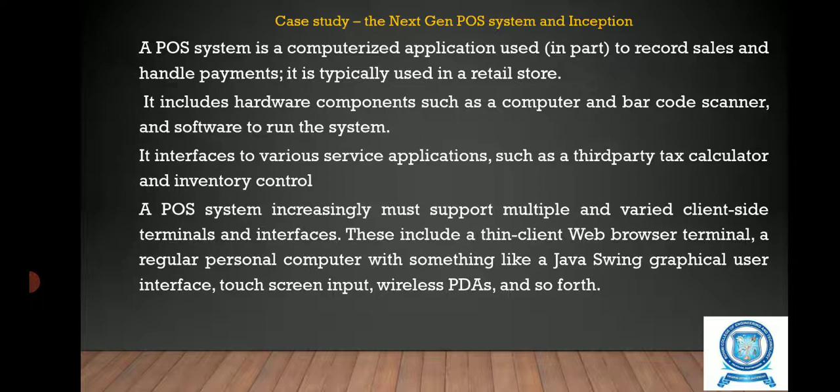So let us see, what is a point of sale system? The point of sale system is a computerized application which is used to record the sales and handle the payments, which is typically used in retail shops. We must all be aware of these retail stores. It is our day-to-day usage. It includes hardware components such as a computer, a barcode scanner, and software which runs in that system. It interfaces to various applications, that is, a third party tax calculator and inventory control.